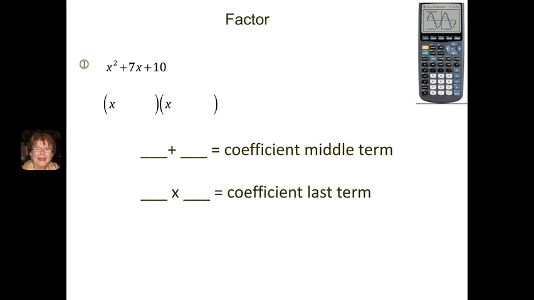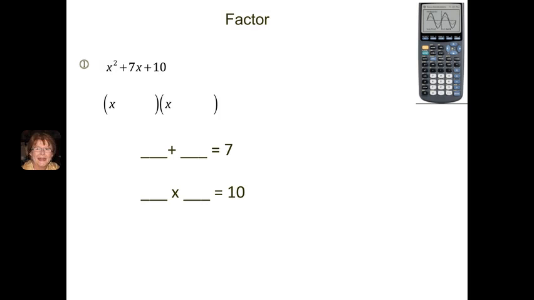What do I mean by the coefficient of the middle term? Here's my middle term. The coefficient is a positive 7. And the last term is positive 10. So two numbers added together give you positive 7. When multiplied, give you a positive 10. Can you think of two numbers? I'll show it to you, but why don't you try it first?